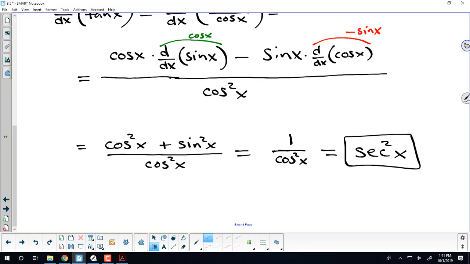If you want to know the derivative of secant, you just write it as 1 over cosine. Again, another quotient rule. But surely know those 6 derivatives rather.